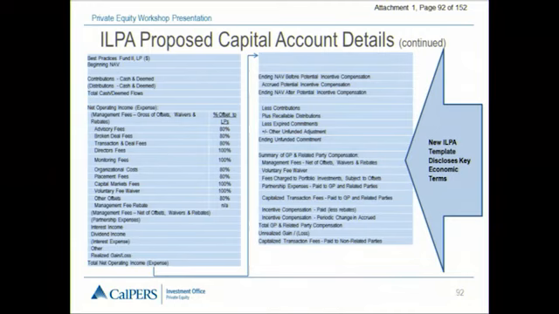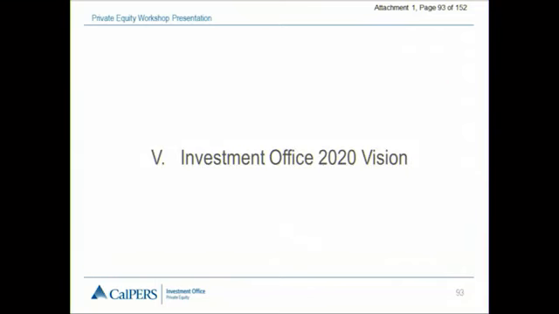If we don't get that, we'll continue to do what we've been doing at CalPERS, which is putting in our legal agreements, typically the side letter, the level of disclosure that we expect from our general partners, and we'll continue to hold them to that. With that, we can open it up for questions.